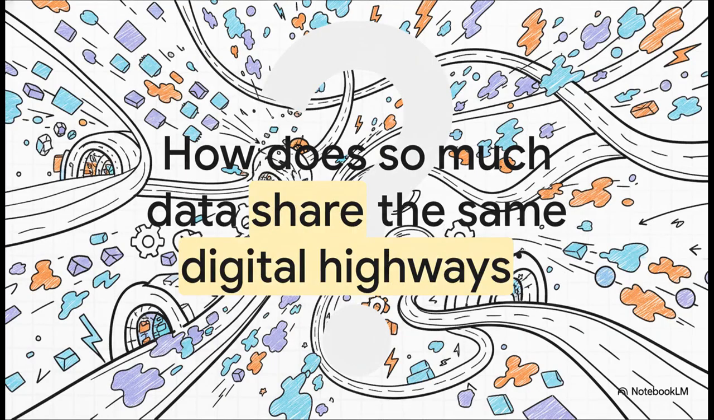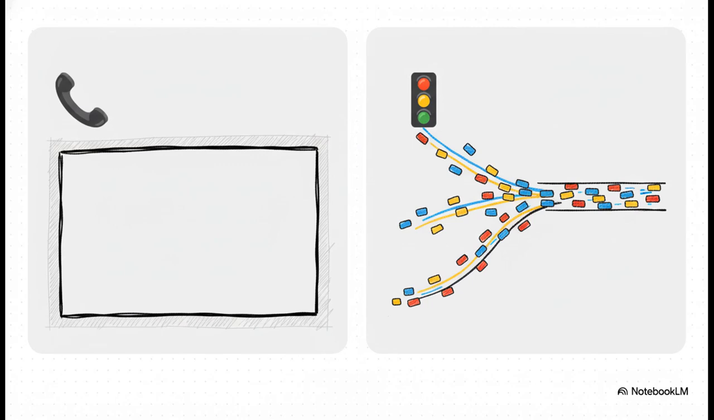This kind of brings up a huge question, right? You've got billions of these packets flying around the digital highways at any given second. How is it even possible that they can all share the same roads without it just turning into total gridlocked chaos? What's the secret? Well, the answer comes down to a really important design choice.